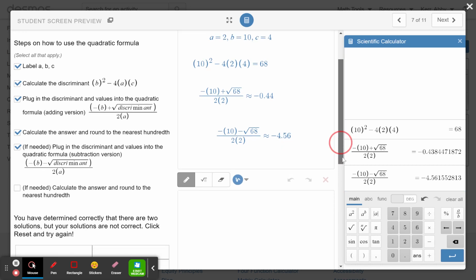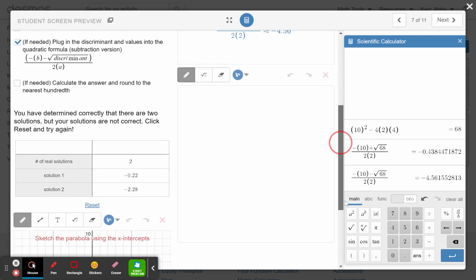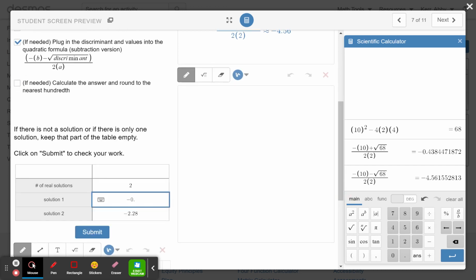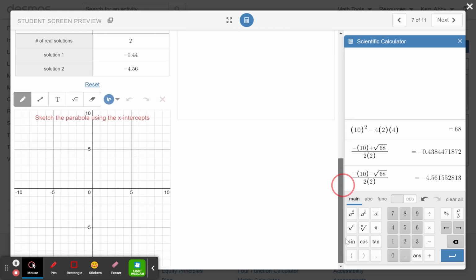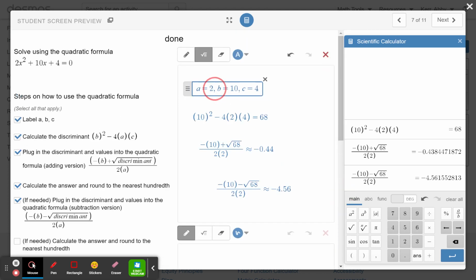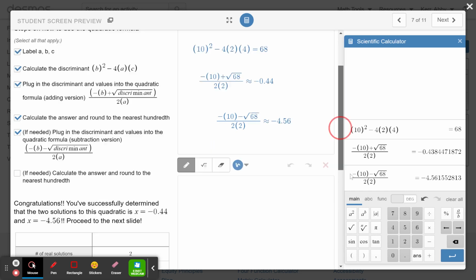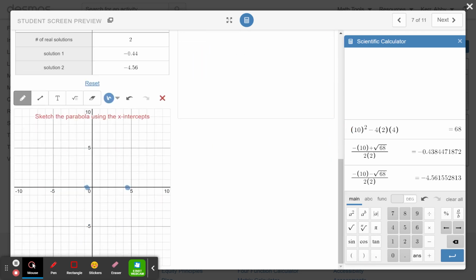So please notice we have two x values. I did the wrong calculations before, so that's why these numbers are wrong. There you go. Now what does this graph look like? It's going to intersect at negative 0.44 on the x-axis, around negative 4.5 over here. I'm going to go back. My a value was positive. It's a positive 2. So I know my parabola is going to be facing upwards.